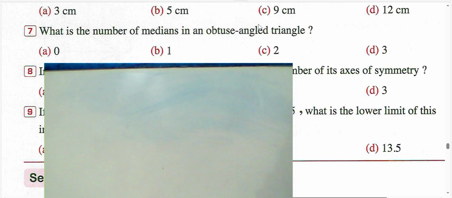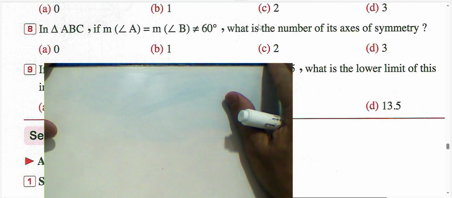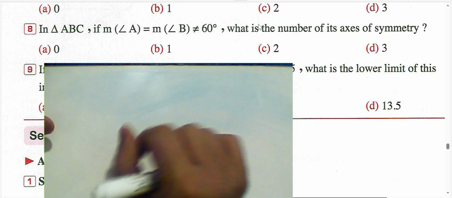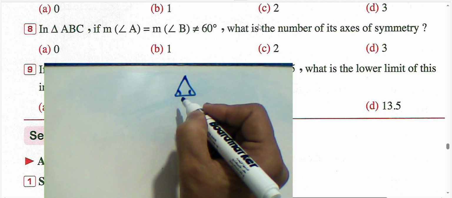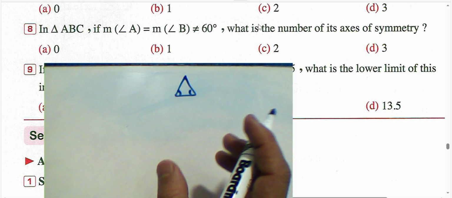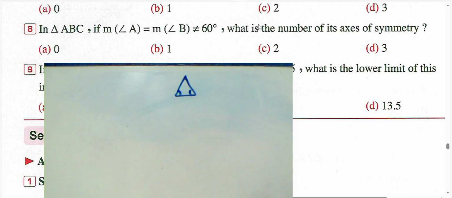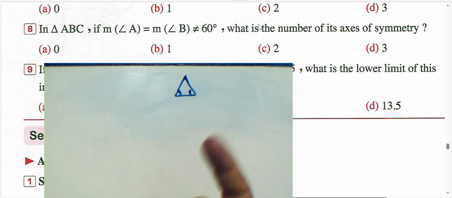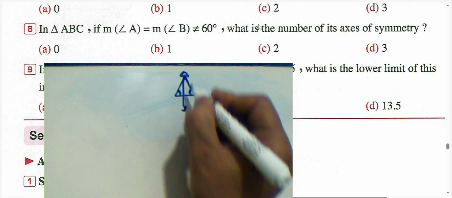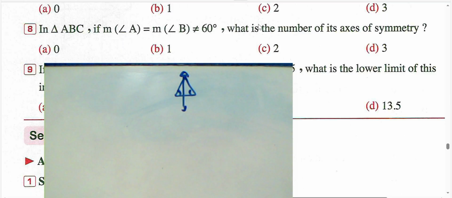Next question. Number 8. In triangle ABC, the measure of angle A equals the measure of angle B, not equal to 60. Then we have an isosceles triangle. If the measure of two angles equals 60, this triangle converts to equilateral and all sides are equal, so we have 3 axes of symmetry. But in this triangle we have 2 equal angles only. Then we have 1 axis of symmetry, because we call it an isosceles triangle. This axis passes through the vertex and is perpendicular to the base, and the base is divided into 2 equal parts. Then we have 1 axis of symmetry for this triangle.